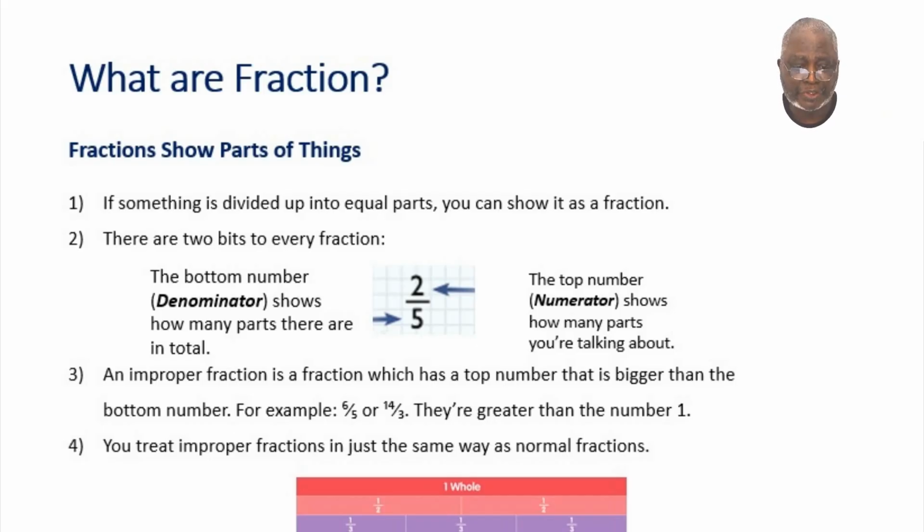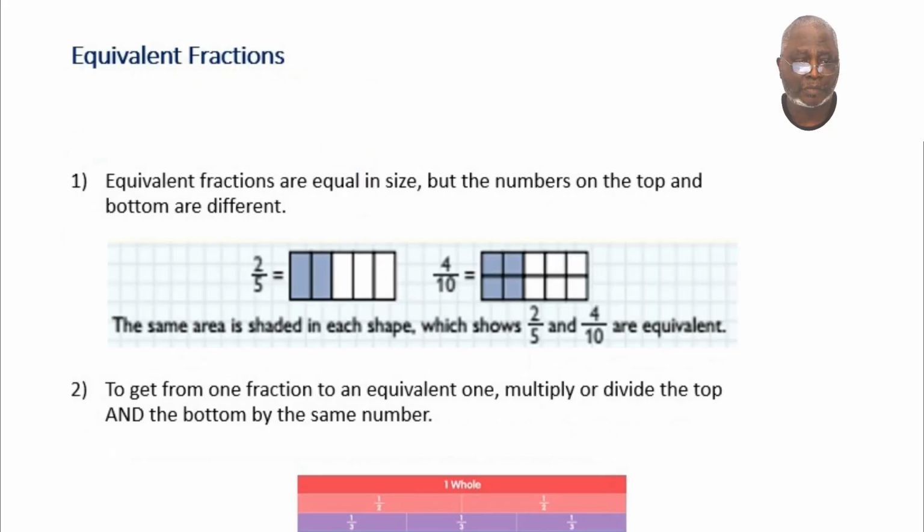An improper fraction is a fraction which has a top number that is bigger than the bottom number. For example, 6/5 or 4/3. They are greater than 1. In other words, they are greater than a whole. You treat improper fractions in just the same way as normal fractions.